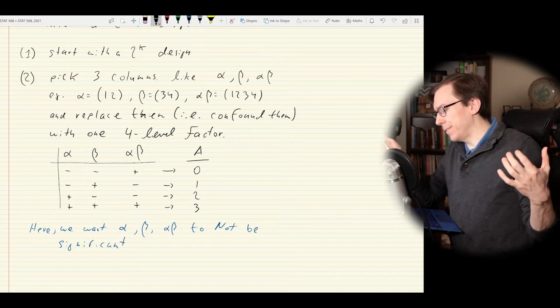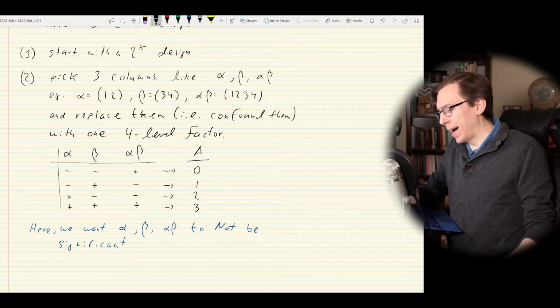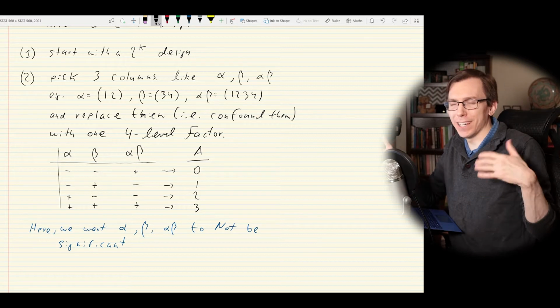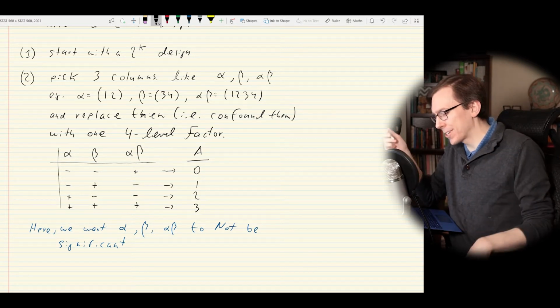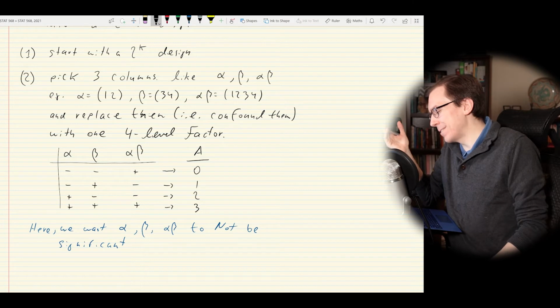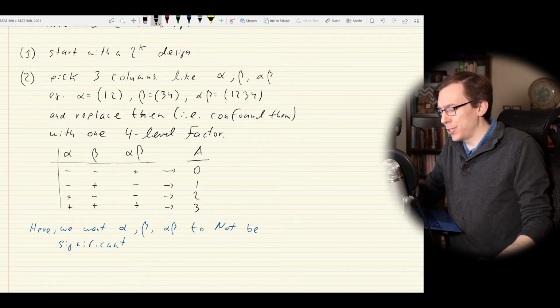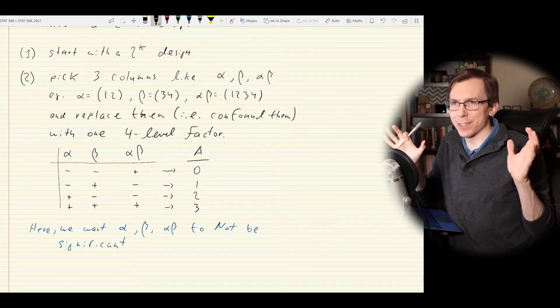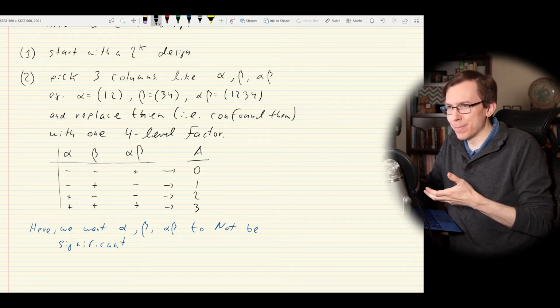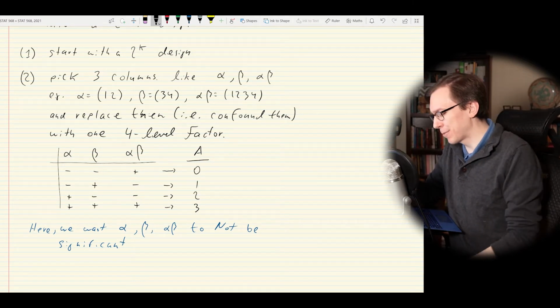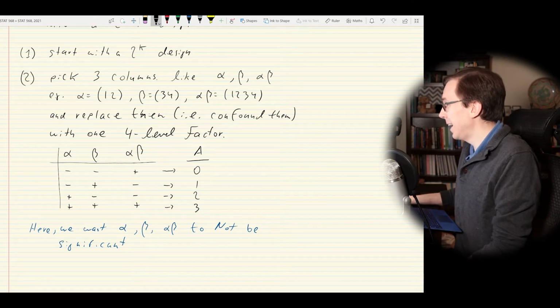So if these interactions are high order, again, if alpha and beta and the interaction are all like fourth order interaction or four-way interaction terms, then it's probably safe to say that they're not going to be significant. Or if we have to choose whether a four-way interaction or a main effect is significant, we would just default to the main effect and assume the significance is not coming from a four-way interaction. Anyway, that's more or less the whole idea. Now, there are some quirky little things that go on here.